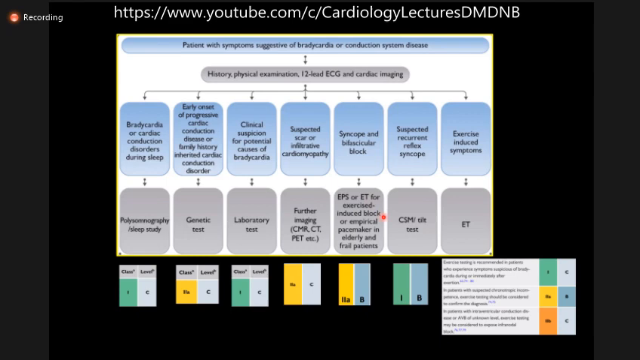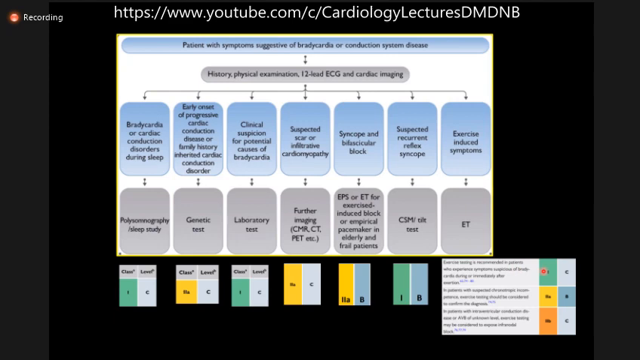What about patients with suspected recurrent reflex syncope? So a carotid sinus massage and head-up tilt table testing all have a high level of evidence in the current guidelines, class 1B. Patients who present with symptoms suggestive of bradycardia or conduction system disease, and especially exercise-induced symptoms, a fair amount of evidence has been accumulated over the last decade or so concerning how to test these patients. So exercise testing is firmly recommended, class 1, level of evidence C.